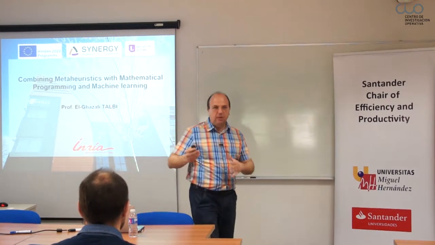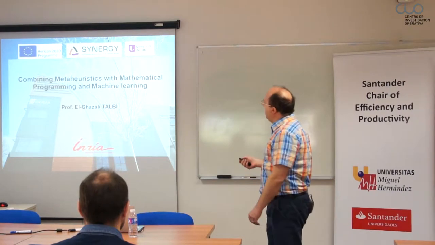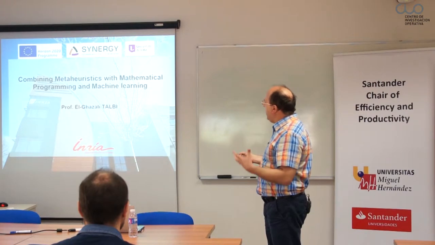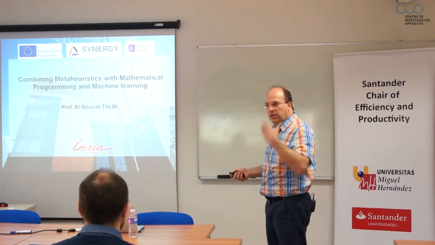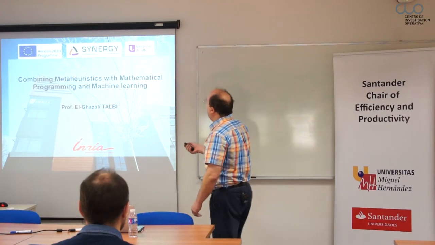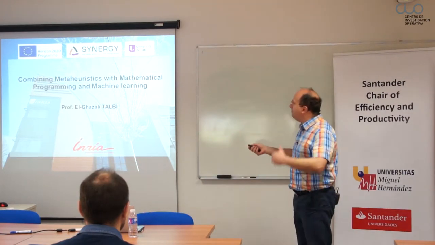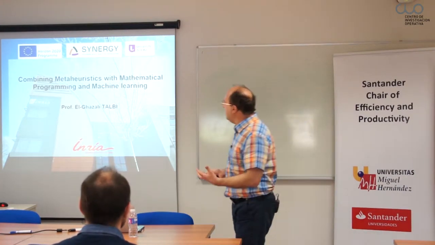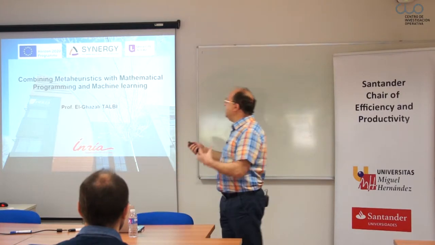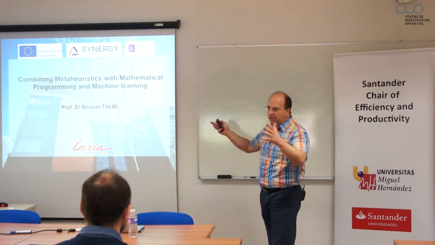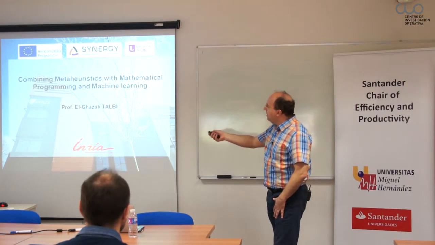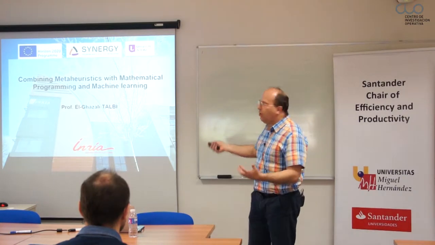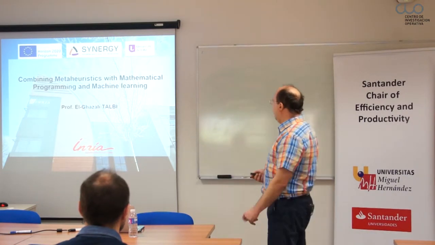So, in my talk, I will give you a taxonomy of what we can design, combining what we call metaheuristics, which are efficient optimization algorithms, with algorithms from the field of more traditional mathematical programming and also machine learning. So this is the idea of this talk: how we can combine three different algorithms from three different communities. Artificial intelligence or metaheuristic community, mathematical programming from operation research, and machine learning or data mining community.